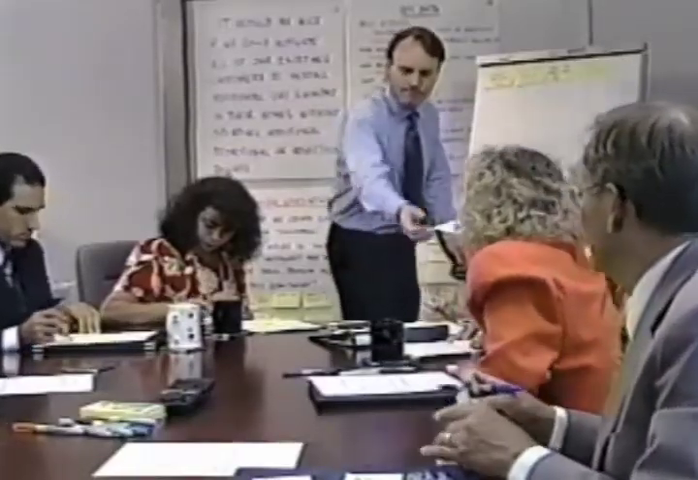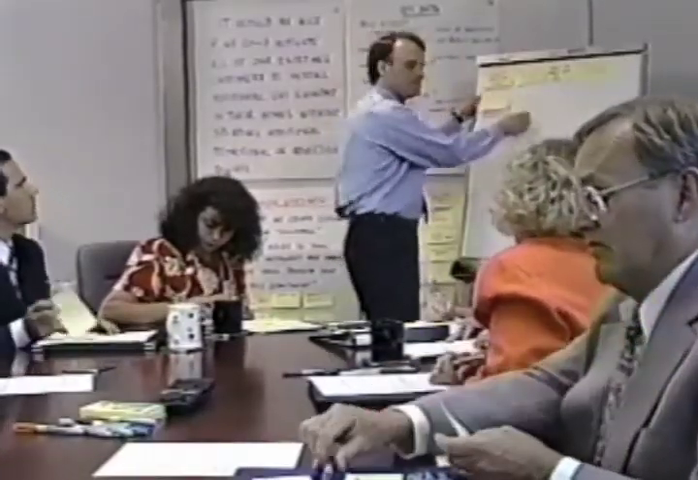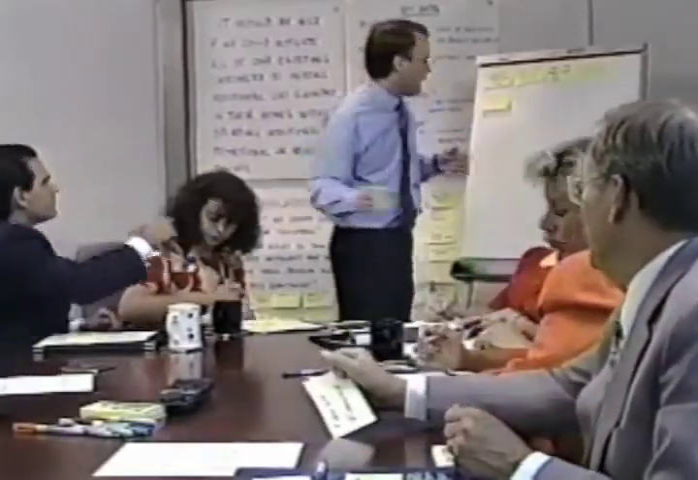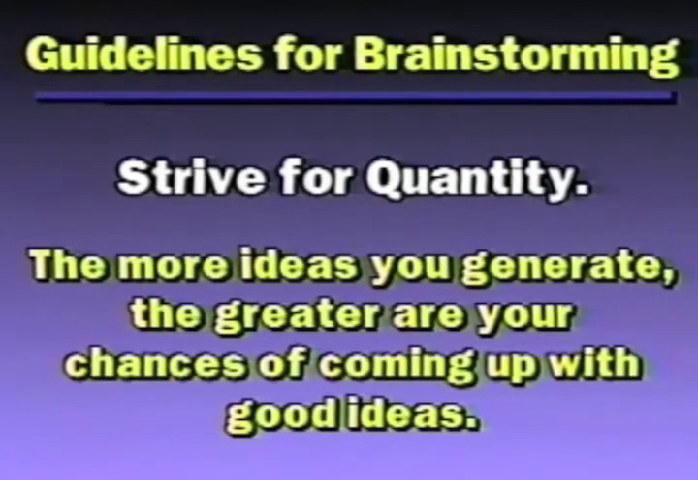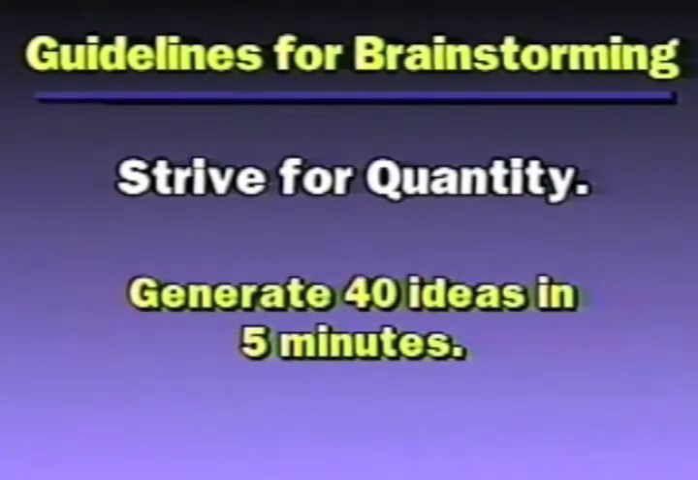After the time limit is up, or when you've generated some workable solutions to the problem, you can then evaluate the ideas. But do not try to generate and evaluate ideas at the same time. Second guideline, strive for quantity. The more ideas you generate, the greater are your chances of coming up with good ideas. An effective brainstorming session is not generating 4 ideas in 5 minutes, it is generating 40 ideas in 5 minutes. To get that kind of quantity, I've found it helpful to set an idea quota for the session. 40 ideas in 5 minutes is not unreasonable for a trained group.